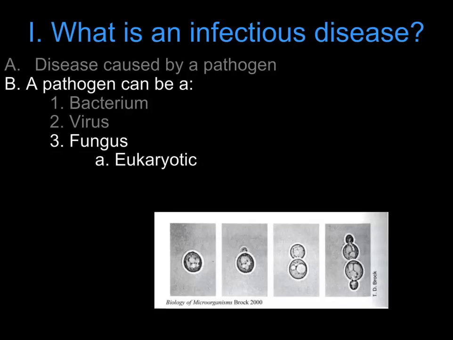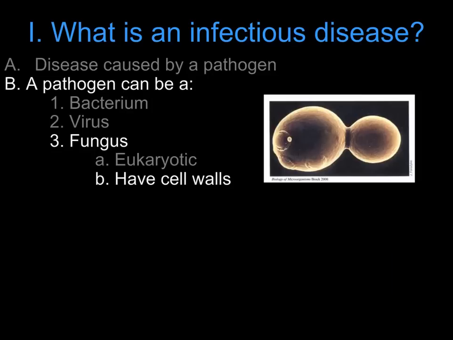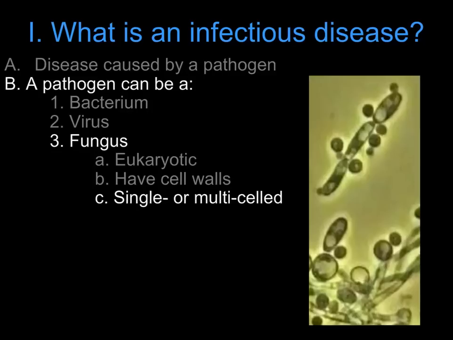Fungi, we learned earlier in the semester, are eukaryotic. They have organelles, they have a nucleus, they are relatively large in size compared to our bacteria, for example. What you may not know about fungi is that they have cell walls. So like a bacteria, they have cell walls that help give them shape and structure. They're chemically different than bacterial cell walls. They're also chemically different than plant cell walls, but they serve a similar function.